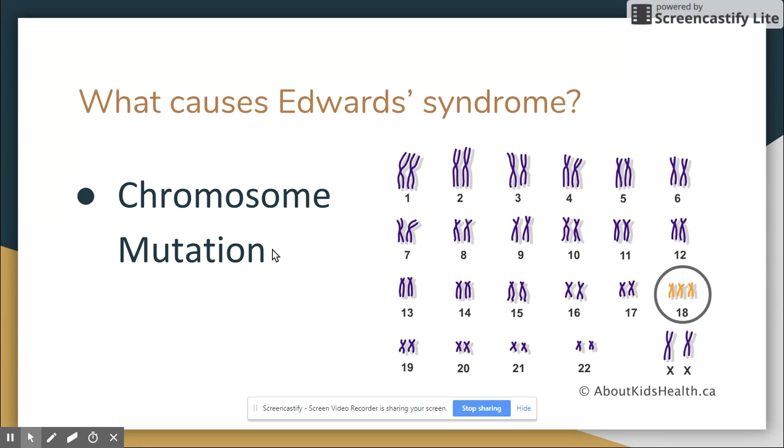So what causes Edwards syndrome? The genetic cause is chromosome mutation. It's caused by a trisomy. A trisomy is when instead of having two copies of a certain chromosome, there are three. So in Edwards syndrome, there is a trisomy in chromosome 18. That means there's three copies of chromosome 18 instead of the normal two copies.